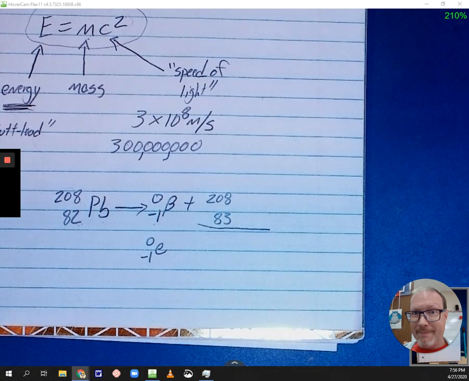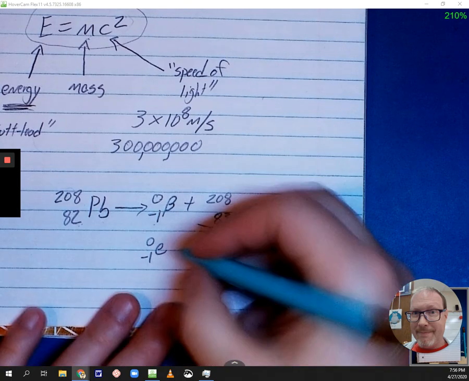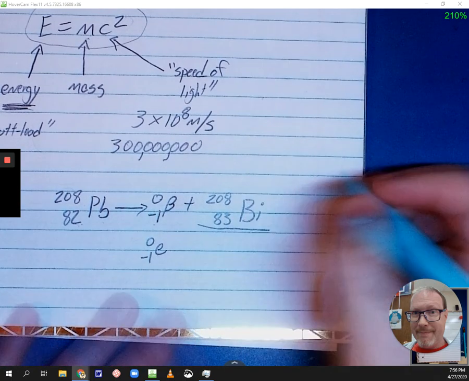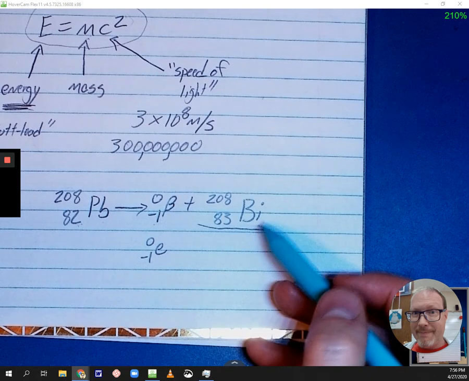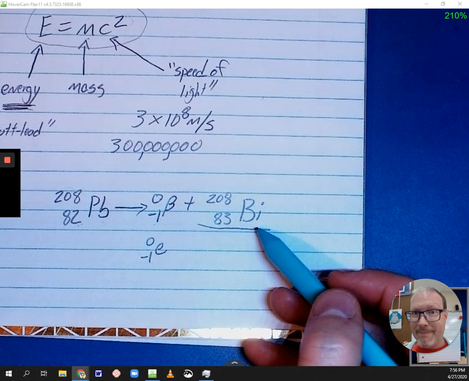And so what's going on here is that we no longer have lead, which is element number 82. We have element number 83, which is bismuth. Bismuth is an active ingredient in Pepto-Bismol, that nasty pink stuff you drink to try and keep you from throwing up. It usually is so gross it makes you throw up anyway.